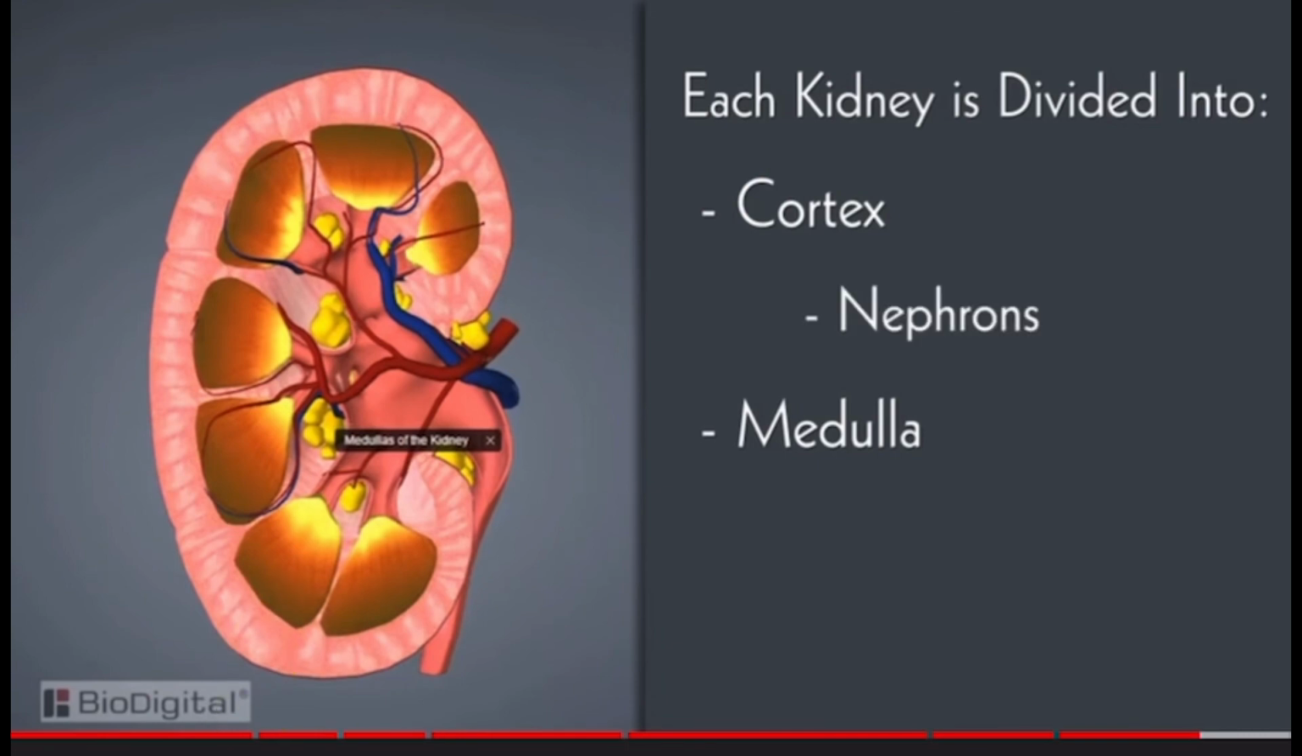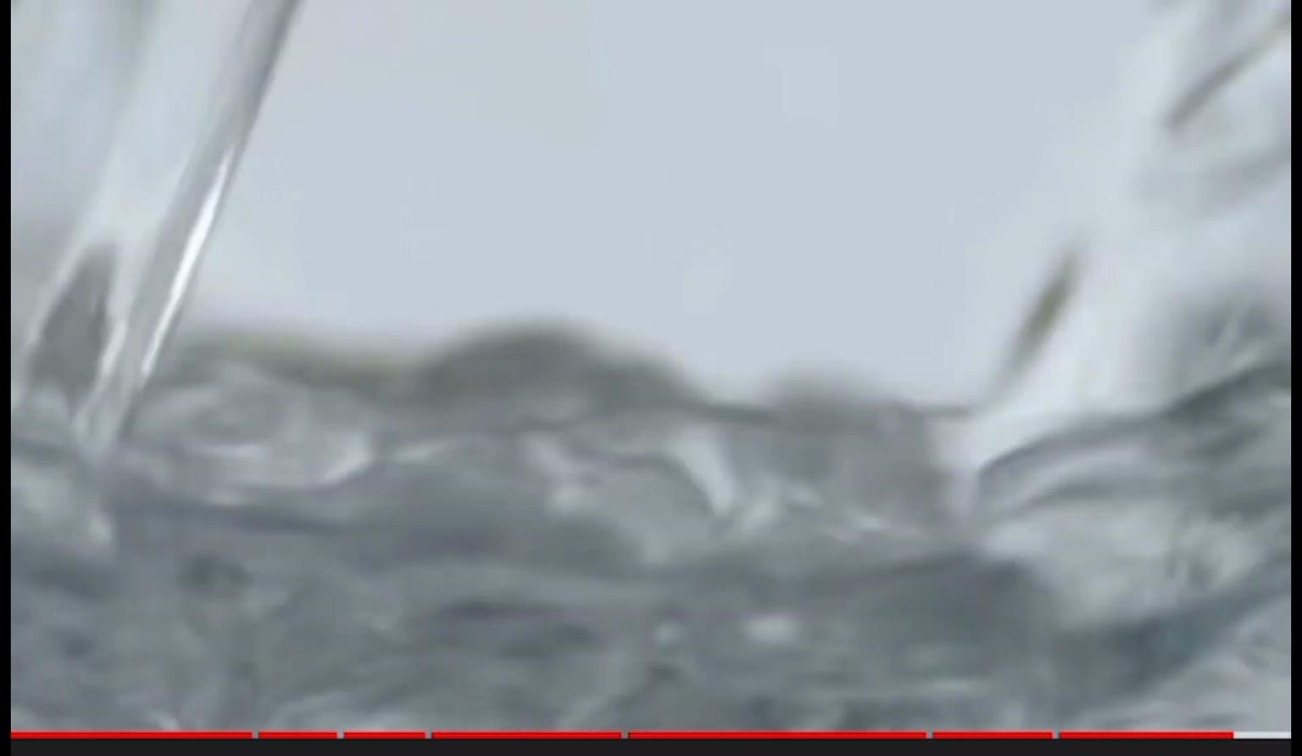Inside the cortex of both kidneys are thousands of microscopic filtering units called nephrons. And remember, it's important to drink lots of water in order for the kidneys and the urinary system to continue to function properly.